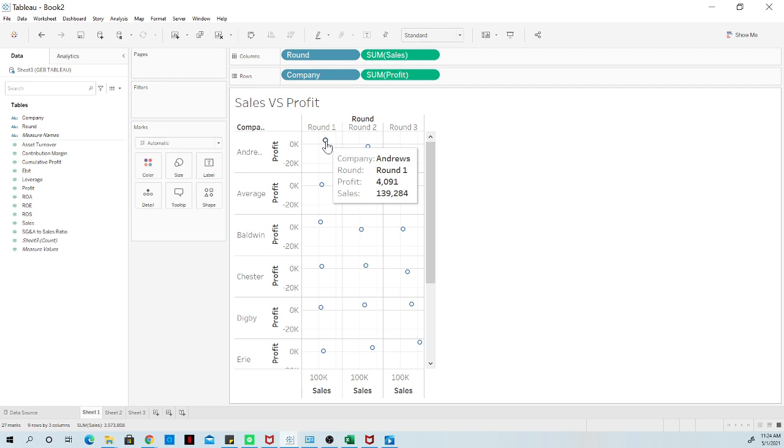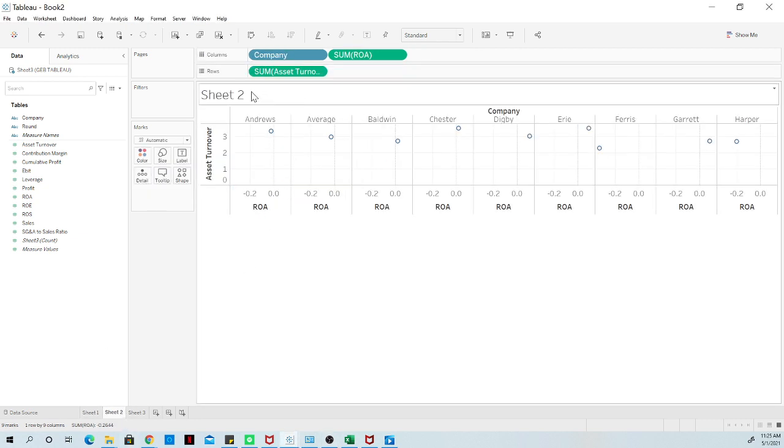And it's so funny because in round one we had $139,000 and we made a profit, but in round three, our sales did increase, but we still had a loss. So between round one and round two or three, maybe our operating cost increased, maybe our debt increased, something happened so that even though we generated additional sales, we still were losing money. Let's move on to sheet two.